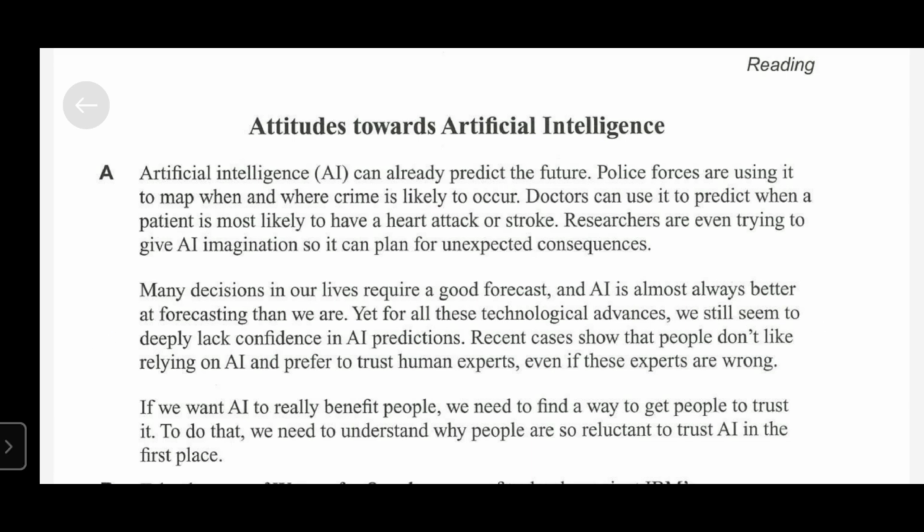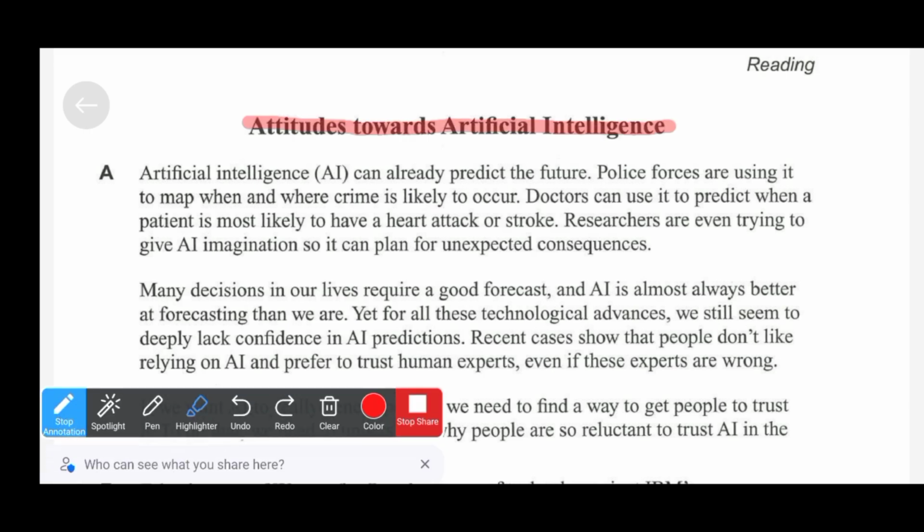The passage is about artificial intelligence, and you can get to know that from the topic. Please, guys, don't make your own predictions about these topics. If you already know anything about the topic, then skip that from your mind.